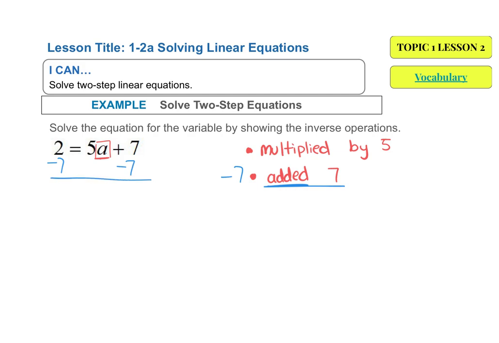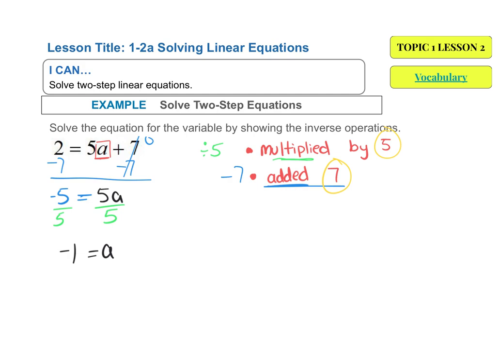Then we are going to simplify. So 2 minus 7 is negative 5, and positive 7 minus 7 cancels out to just 0. So I am left with 5a. Now I want to undo the multiplication, and the opposite of multiplication is to divide by 5. I am going to use the fraction bar to divide, and I need to divide by 5 on both sides. Notice that I did the opposite operation, but the numbers stayed the same. I dealt with 7 and 5. So negative 5 divided by 5 is negative 1, so a equals negative 1.